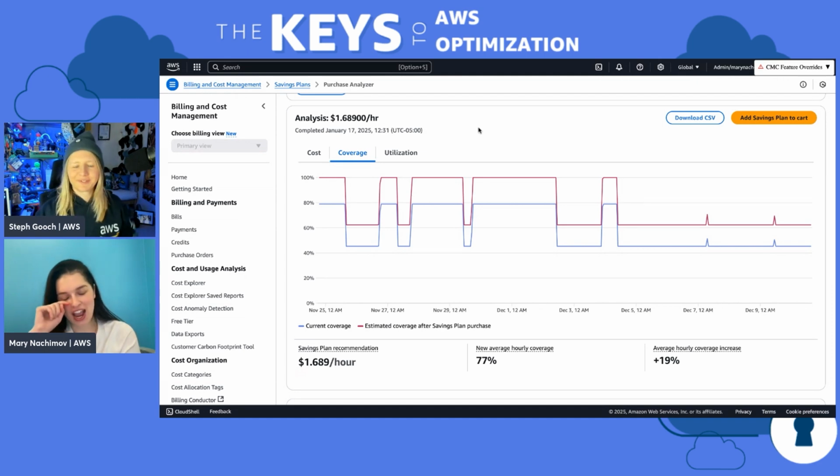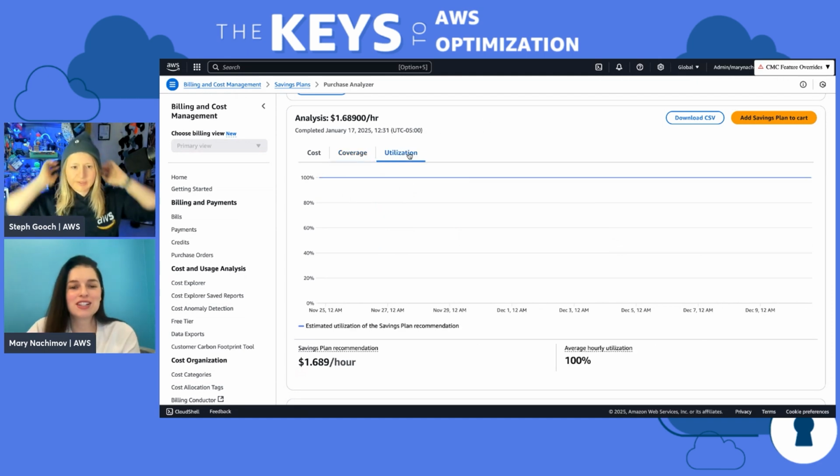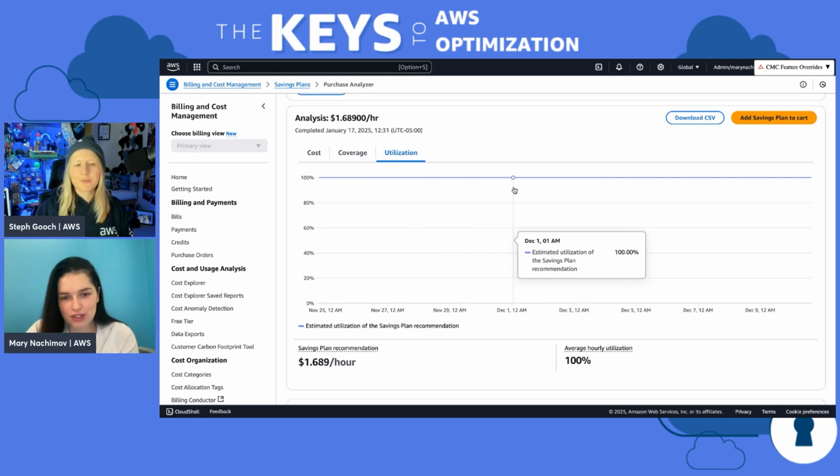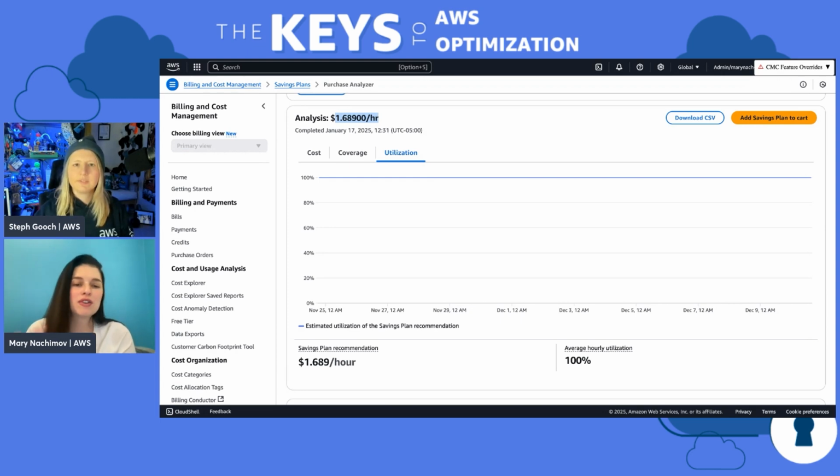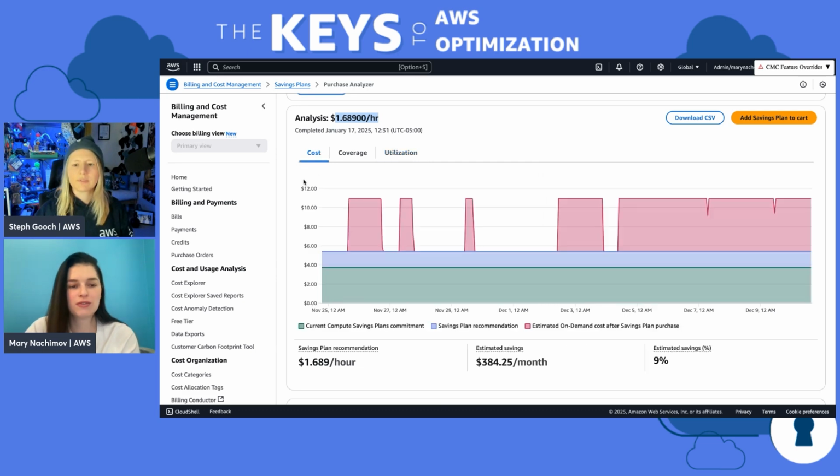Right. And the last one we have here is the utilization of the purchase. As you can see, it's going to be 100% utilized. So if you buy this purchase, it's always going to be utilized. There's no point during this look back period where we turn everything off or it's unused. It's always going to be used. But there are different cases where sometimes the usage will drop. Again, it depends on the historical data that we have and, as you said, the elasticity of the environment.